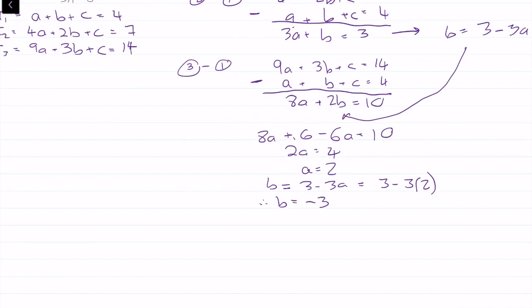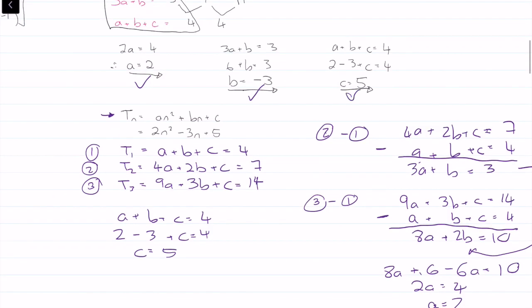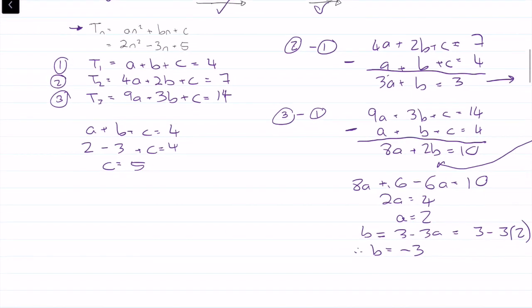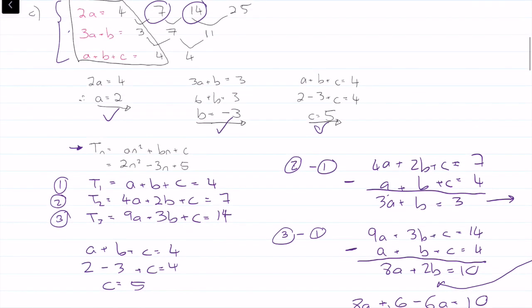And then finally c, I'm going to just use equation 1. A plus b plus c equals 4. So that's 2 minus 3 plus c equals 4. So c equals 5. So this little rule here is just the shortcut for working out all of these things, because eventually, if you manipulate them, you get these same equations. So that equation is the same as that equation right here.